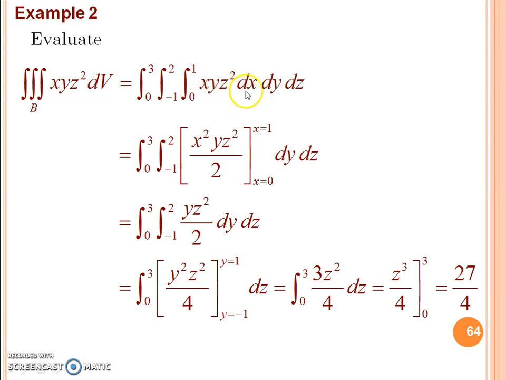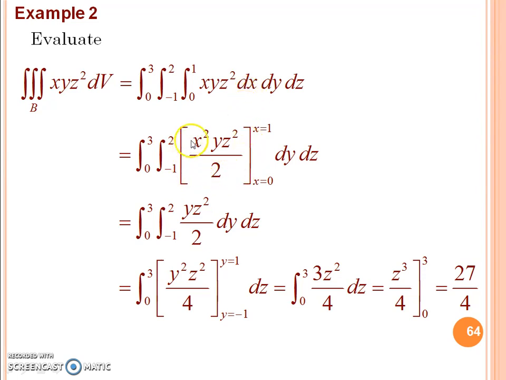Yes, dx is inside, so the limit for x is 0 to 1. That is, the inside integral is for dx. For the middle one, that is y, the middle integral is for y, so minus 1 to 2 is the limit for y. And last is dz, so the outer integral is for z, that is z running from 0 to 3. Here all three are in multiplication, so we can integrate them separately in multiplication form, or we can integrate one by one.